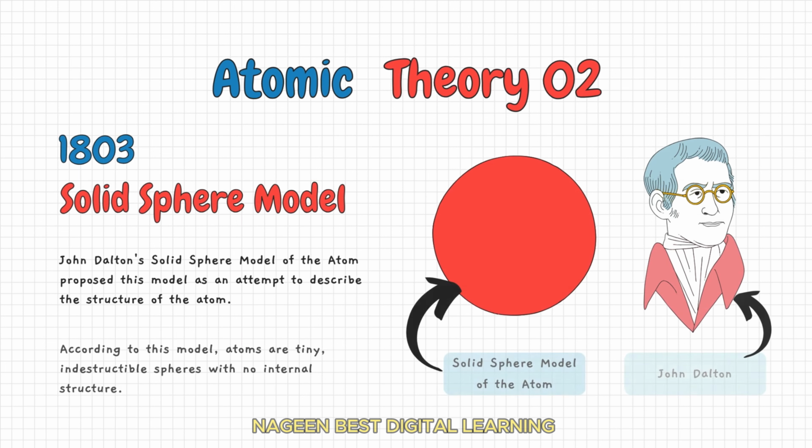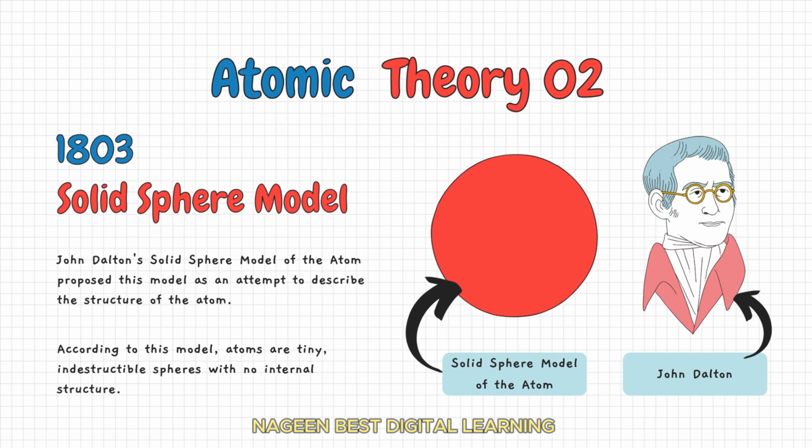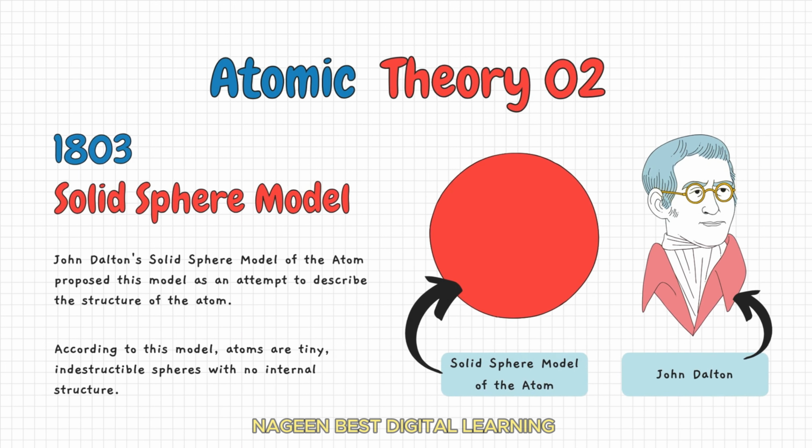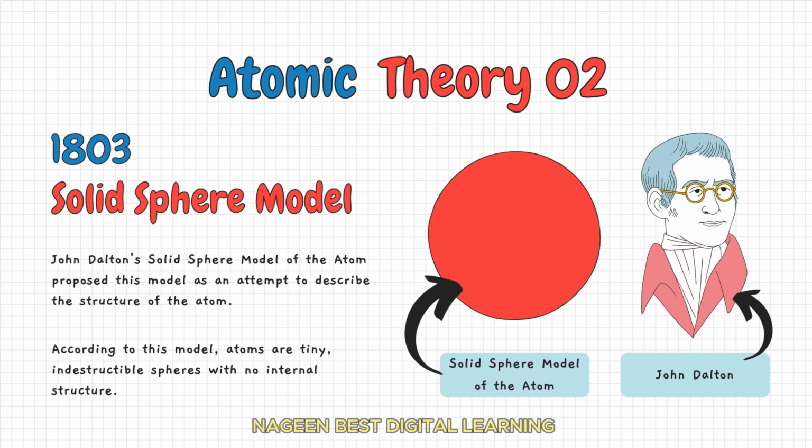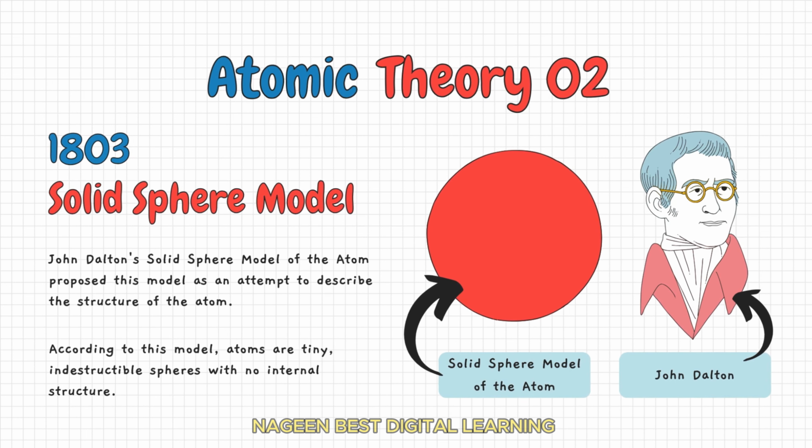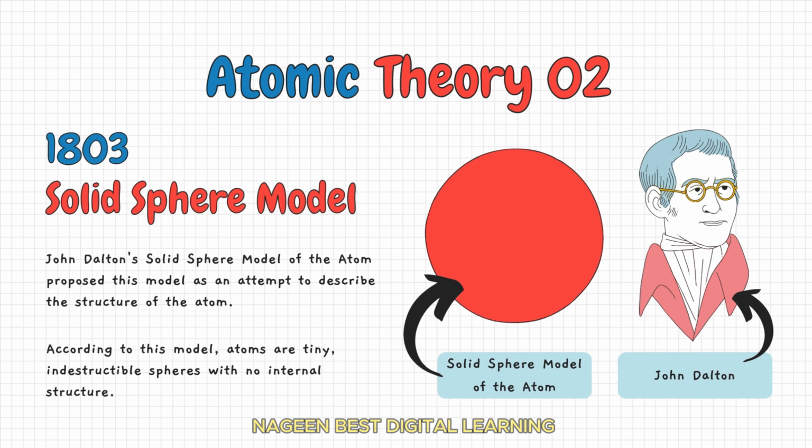Solid sphere model. John Dalton proposed the solid sphere model as an attempt to describe the structure of the atom. According to this model, atoms are tiny, indestructible spheres with no internal structure.